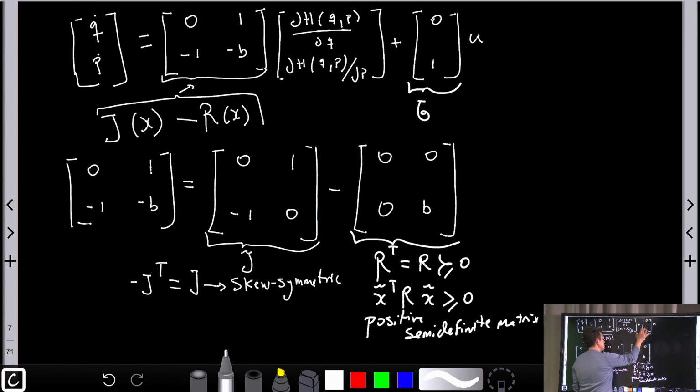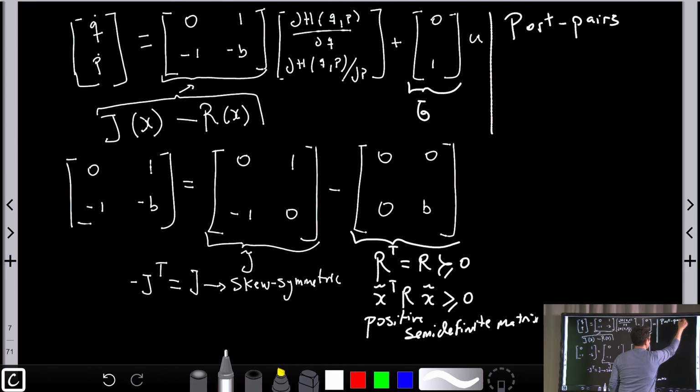It's the matrix that affects directly the input of the system. Now, I was talking before about the fact that we need input-output port pairs. These so-called port pairs in the port-Hamiltonian systems mean that you can have as many inputs and outputs as you want. They come in pairs. So if your input is a flow, then your output is an effort.